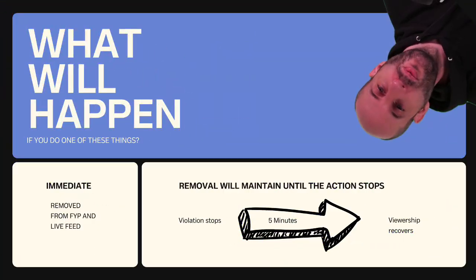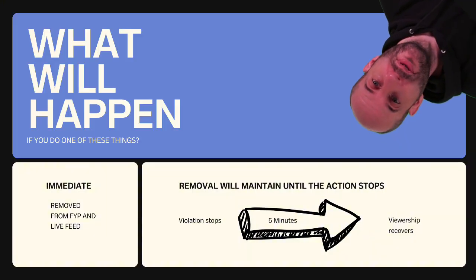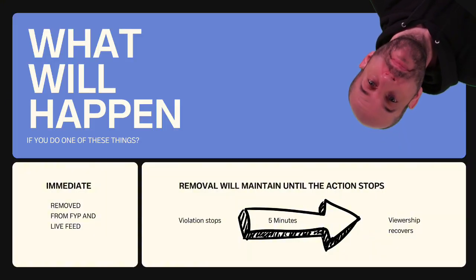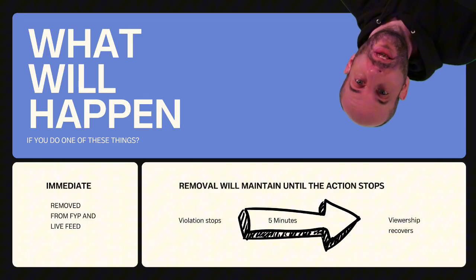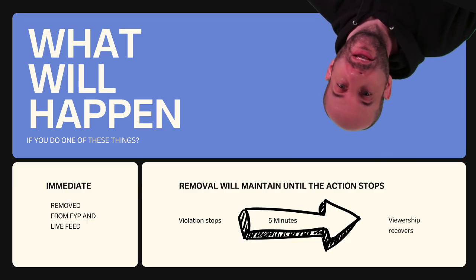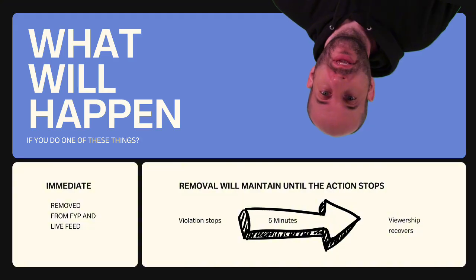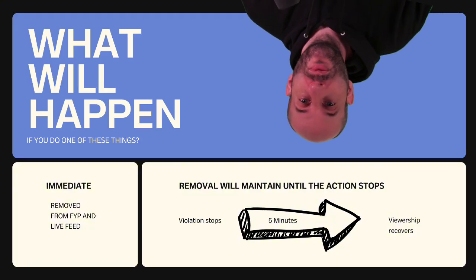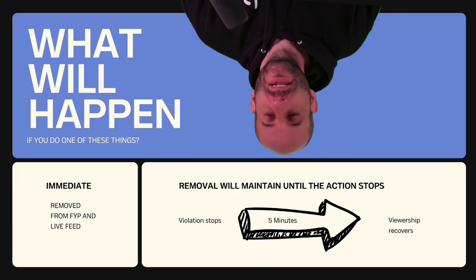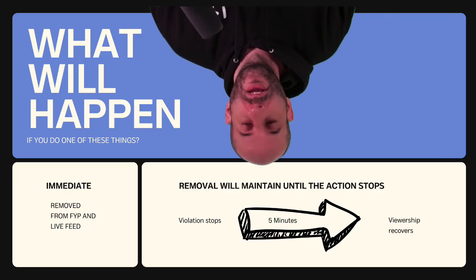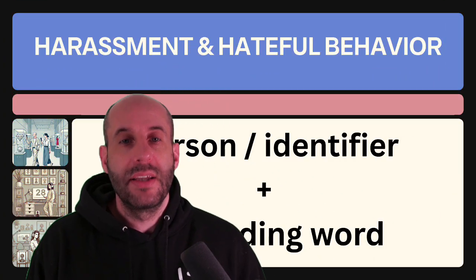Before we get into what the violations are, here's what happens if you do one of them. Immediately, you get removed from the For You page and the live feed. So if your views are low, but your engagement seems fine, it is almost certainly one of these things that you're doing. The removal from the For You page will be maintained until the action stops. Normally it takes around 5 minutes for the reach to recover. So let's get into it.